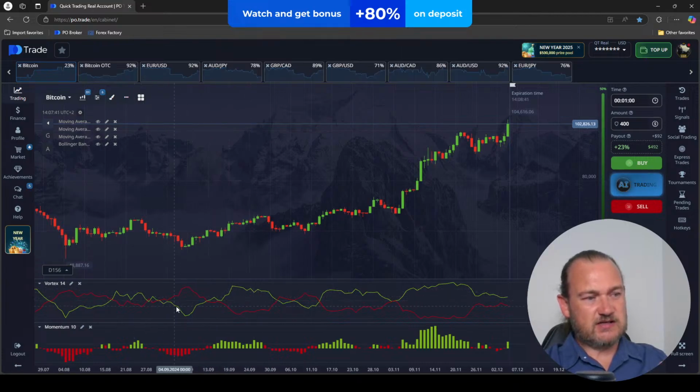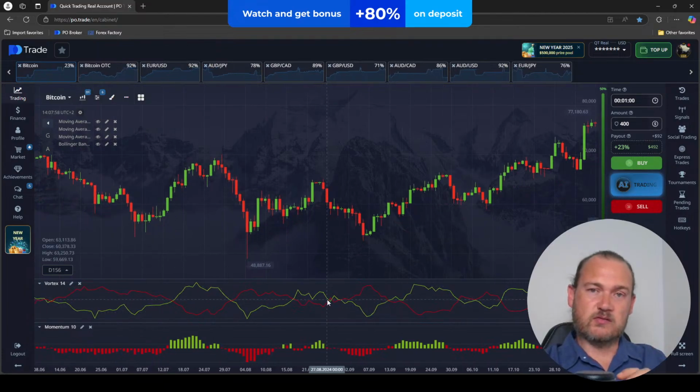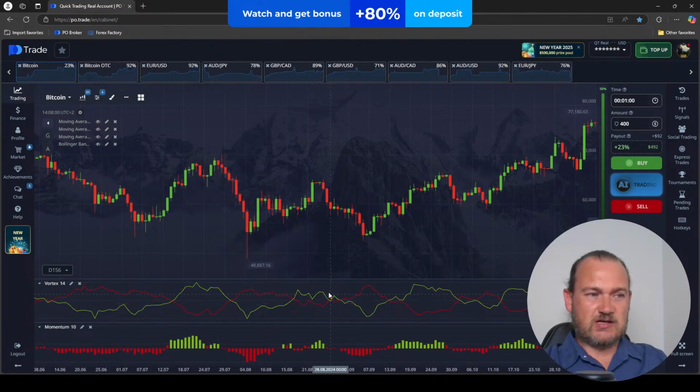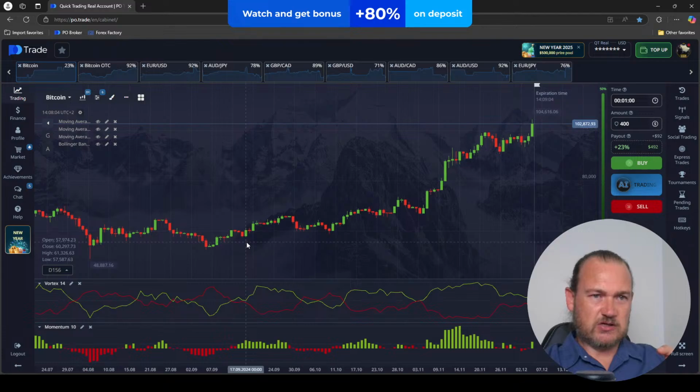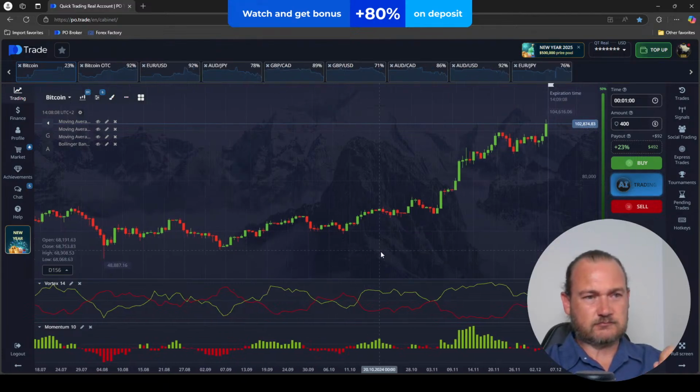So we're going to be looking at areas where we cross. We can also see that quite usually when there's a cross, it tends to continue for quite a while. But we do get areas like this as well, where we get fake crosses. And this becomes more common the lower your time frame goes. But this is where momentum comes in. We're going to be looking at how to filter out those fake crosses.